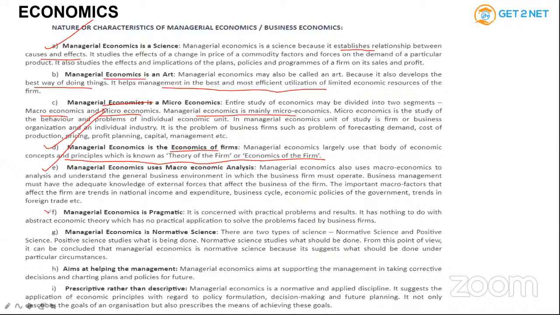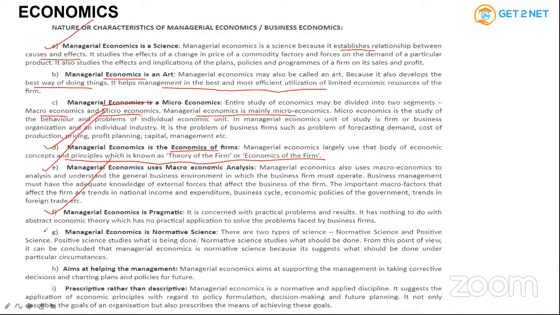Next point. Managerial economics is pragmatic. Now, what does pragmatic mean? Pragmatic means it is actually concerned with practical problems and results. Okay, no abstract thing is here. Simple practical solutions which we have to find out. That is why it is known as pragmatic in nature.